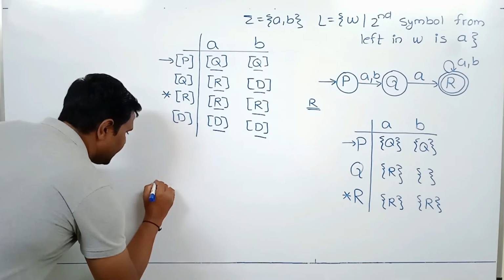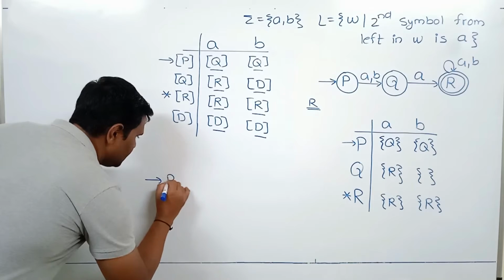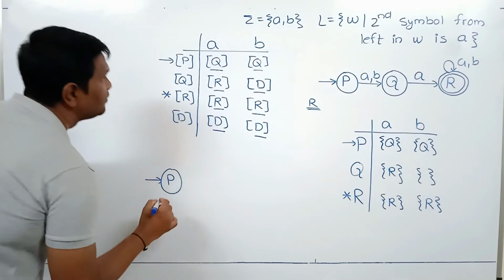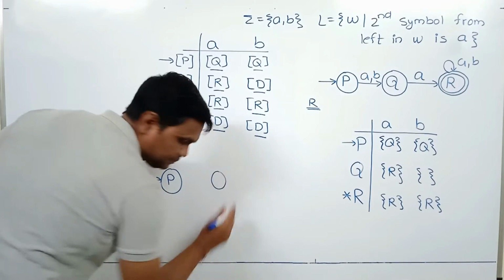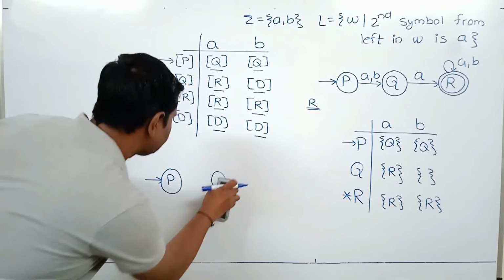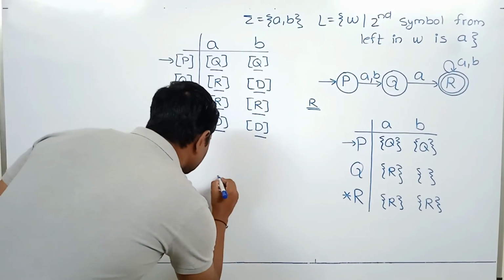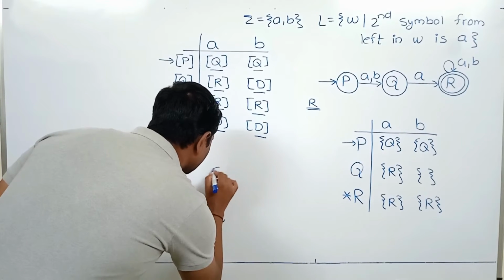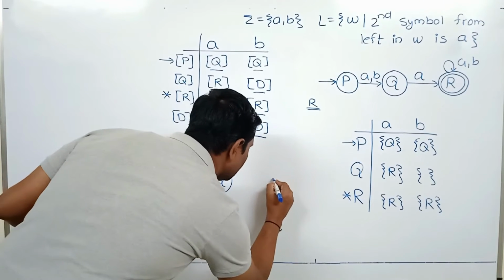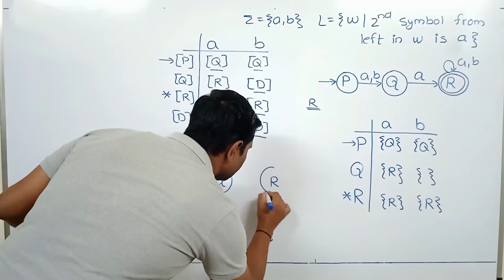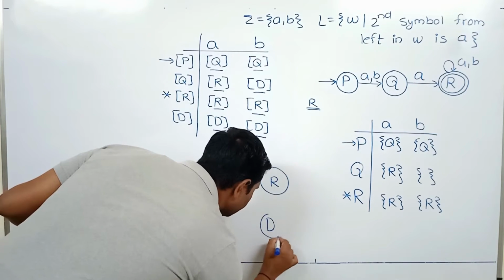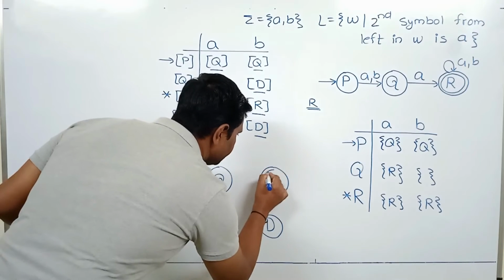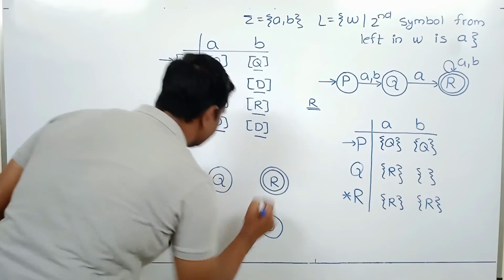Let's draw transition diagram. So P, Q, R and D. R is the final state. We have to mark this state as final state.